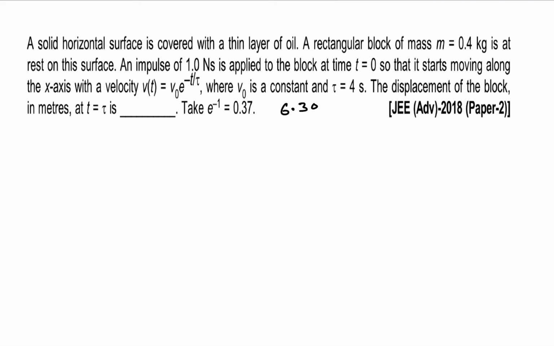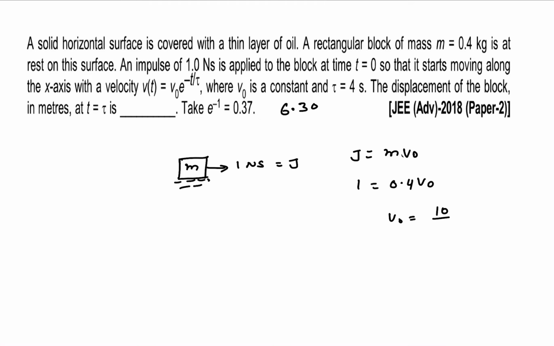Okay. Now next question. A solid horizontal surface is covered with a thin layer of oil. A rectangular block of mass 0.4 kg is at rest on this surface. Let us consider there is a surface and this block is at rest. Mass is given. An impulse of 1 Newton second is given. We can say this impulse J is equal to mass into initial velocity. J is 1, mass is 0.4, initial velocity is v naught.